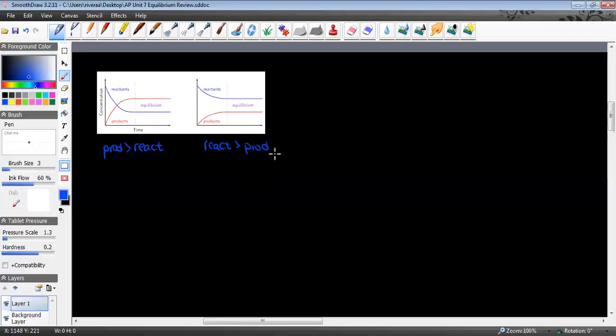And let's imagine what the graph would look like if we happen to have the scenario where reactants and products were the same. It would probably look something like this. Okay, this is where you would have equal amounts of reactants and products. So all three of these are representing different equilibriums, okay?